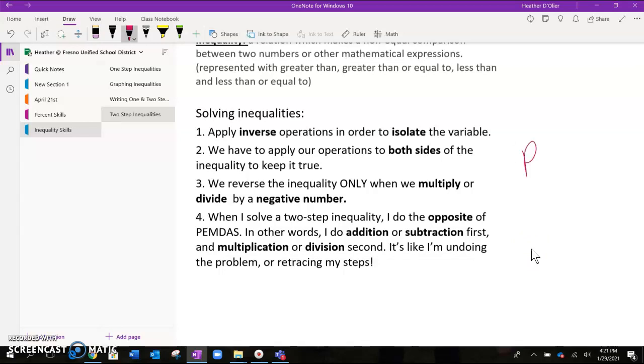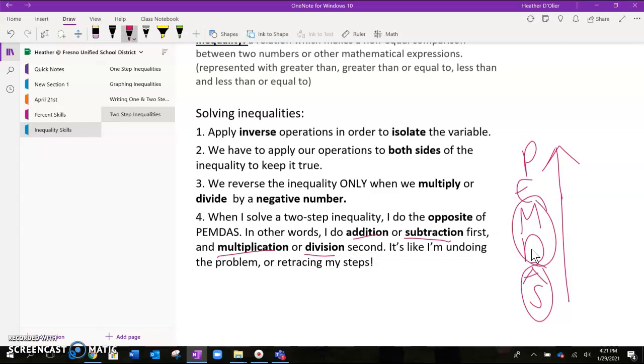So PEMDAS: parentheses, exponent, multiplication, division, addition, subtraction. I'm starting from the bottom, going up. So I will do addition and subtraction before multiplication and division, right? Because they're grouped together. And that's just because we're undoing the problem. We are applying inverse operations throughout the whole thing, and that applies to the order of operations.